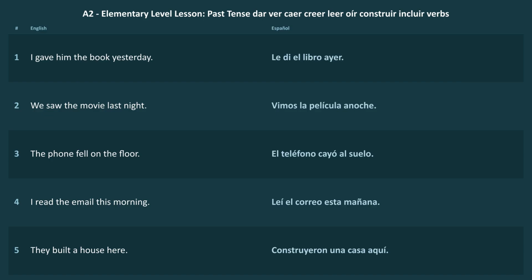Let's do one last fast recap together. Dar, di, ver, vi, caer, cayó, creer, creyó, leer, leyó, oír, oyó, construir, construyó, incluir, incluyó. Tiny rebels and the Y family. That's the big picture. And look at what you can already say. Le di el libro ayer. Vimos la película anoche. El teléfono cayó al suelo. Leí el correo esta mañana. Construyeron una casa aquí. That's real Spanish. Useful Spanish. The kind you'll actually hear and use.